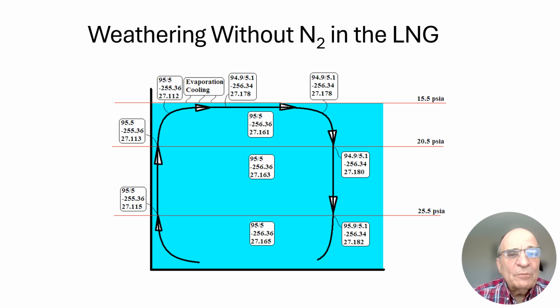Here we're looking at some modeling output of weathering without nitrogen in the LNG. And I selected 95% methane, 5% ethane at a temperature of minus 256.36, which is the saturation temperature at the surface. And the assumption here is that this continuous mixing puts the temperature at the bottom of the tank at the same temperature as at the top of the tank.